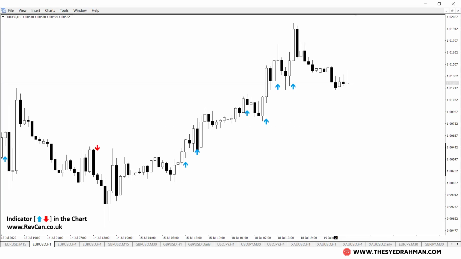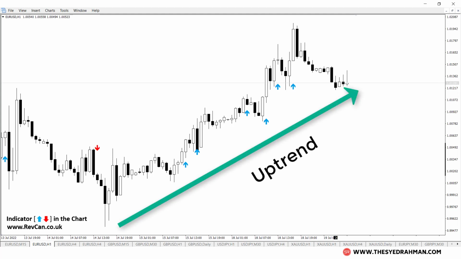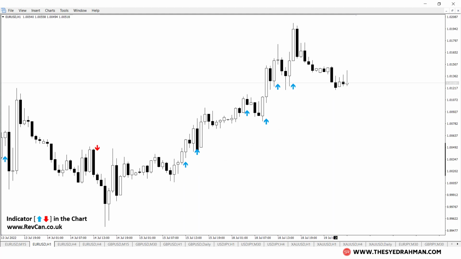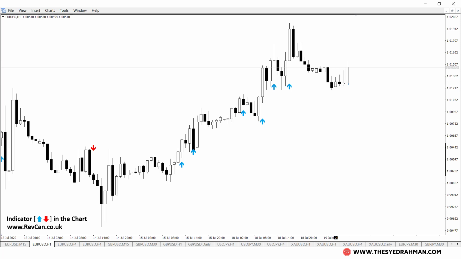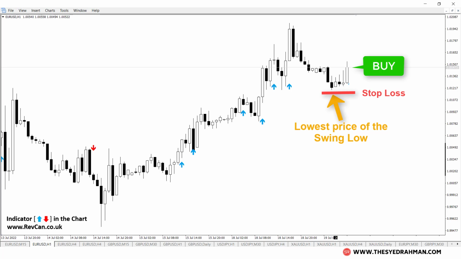So if you're at the higher low or swing low point in an uptrend market and you take the trade in the direction of the trend after a strong bullish candle, then look out for the lowest price level of that swing low point and set the stop loss a few pips or points below the lowest price of that higher low or swing low point.